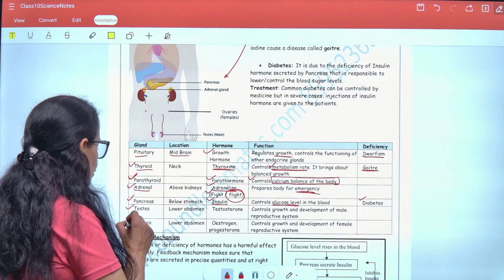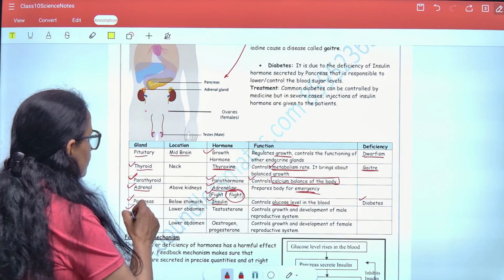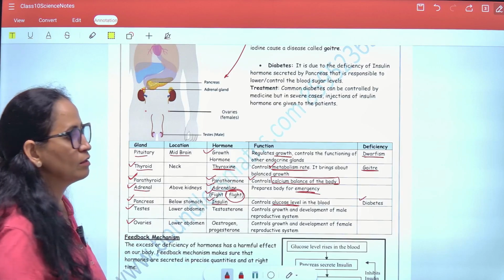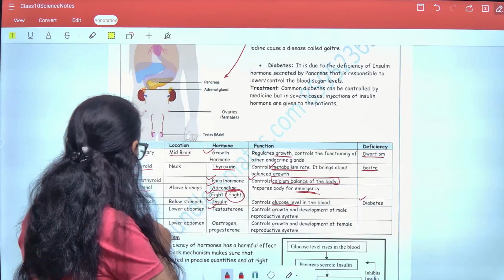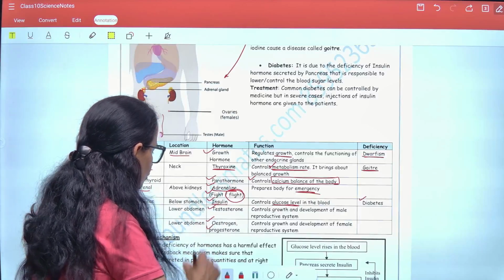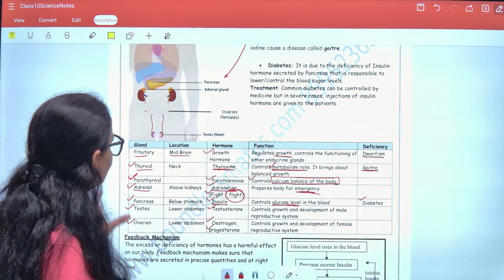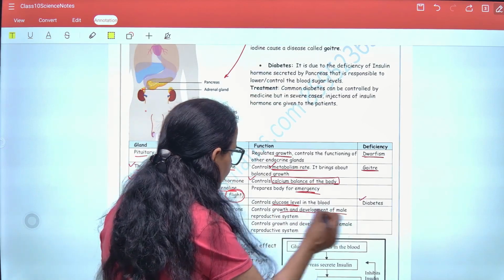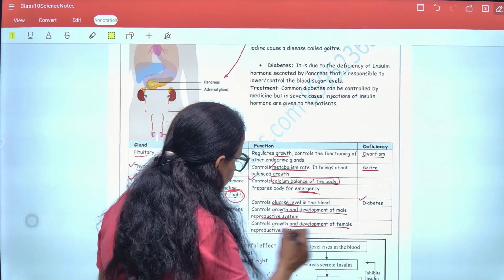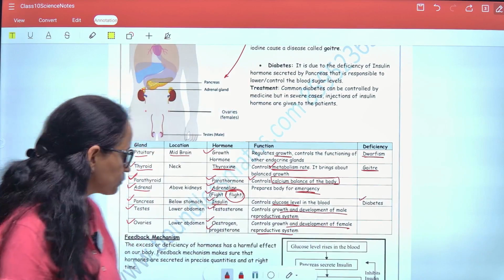Next we have the testes and ovaries. Testes are in the male and ovaries are present in the females. The hormone released by the testes is testosterone, and the ovaries release estrogen and progesterone. Both these glands are present in the lower abdomen. They control growth and development of the female and the male reproductive systems, right?